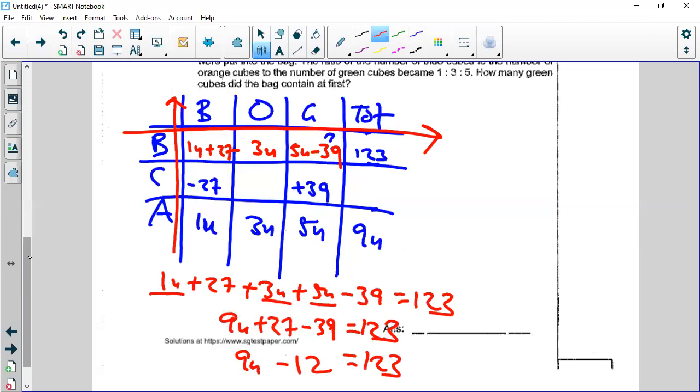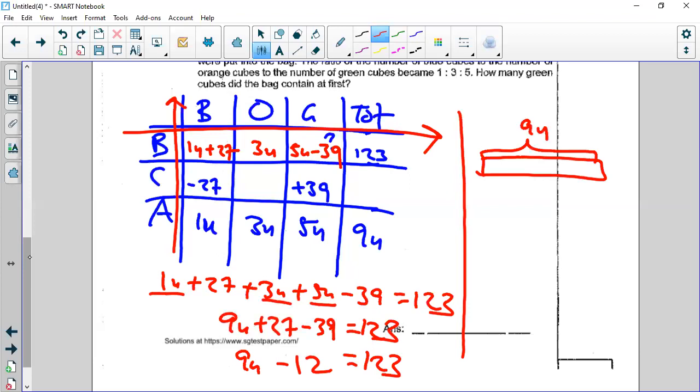How do you continue from here? If you don't know, never mind. Always think of whether I can use a model to represent. Yeah, I can. So 9 units, which is the rectangle, minus 12 means cut away 12, equals 123. That's how you use a model to represent how to continue. So what do you do next? Your 9 units must be equal to 123 plus 12. So 123 plus 12, you get 135.